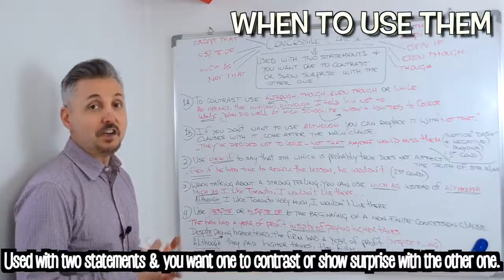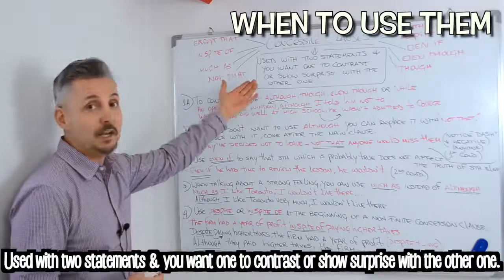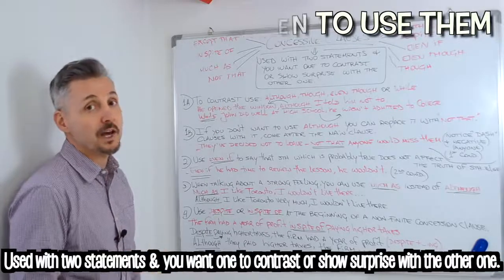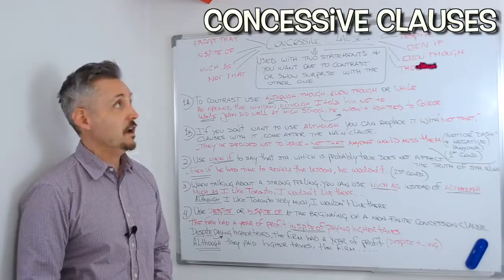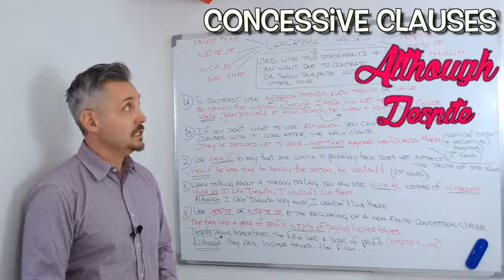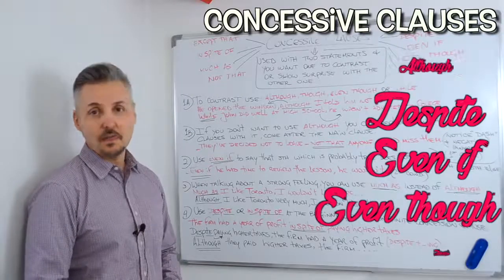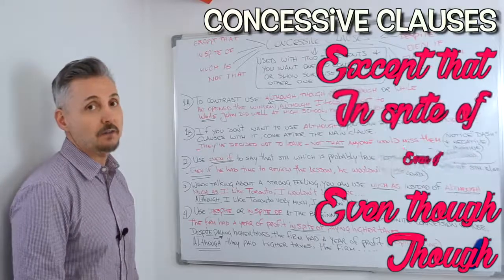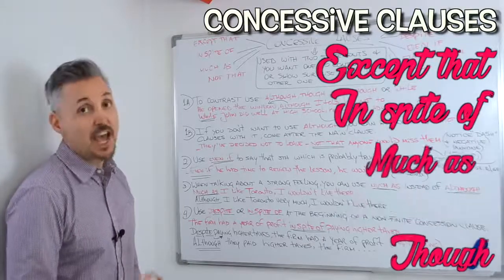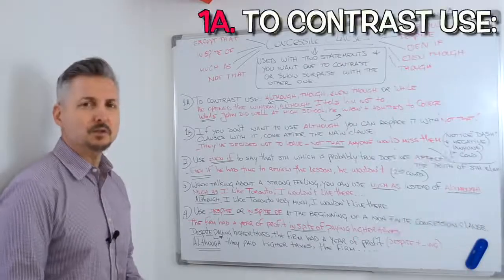Concessive clauses are used when you have 2 statements and you want one to contrast or show surprise with the other one. Some concessive clauses are although, despite, even if, even though, except that, in spite of, much as, not that, etc. Let's look at how to use them.